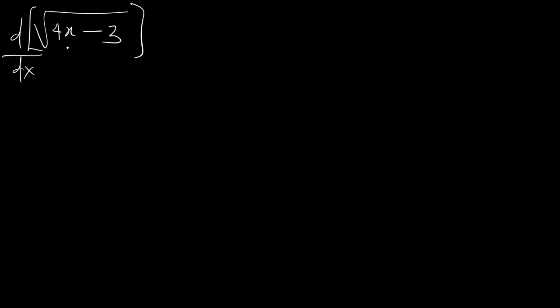Now let's do another one. You have the square root of 4x minus 3. So we want the derivative of the square root of 4x minus 3. Now let's rewrite this in the form of an exponent. This function can be written as (4x minus 3) all to the power half.